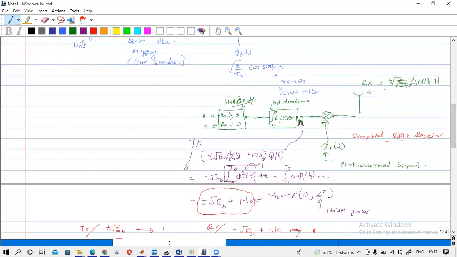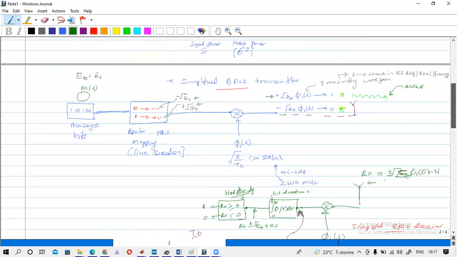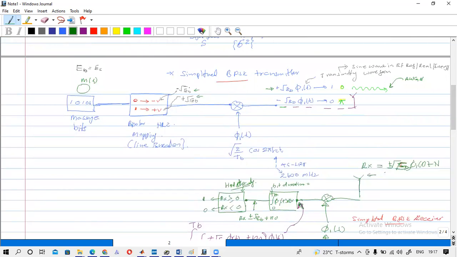Here this will be our received symbol. What is the received symbol? Plus or minus root Eb plus N naught. That will be our received signal, the received symbol. So we use this one. This one will be our transmitted symbol.